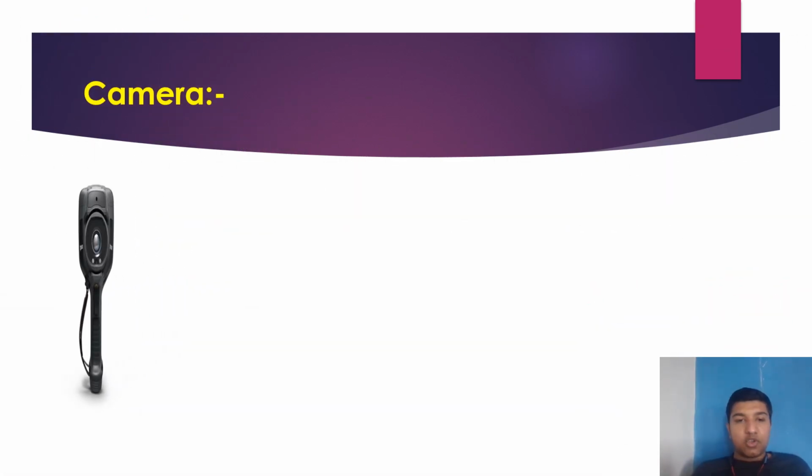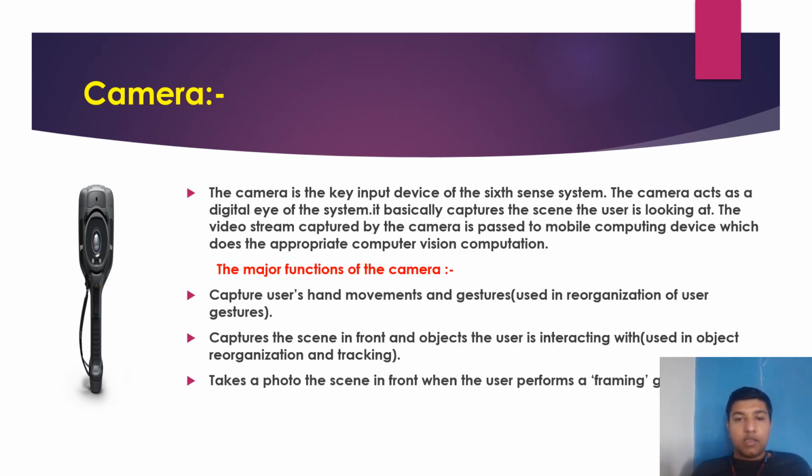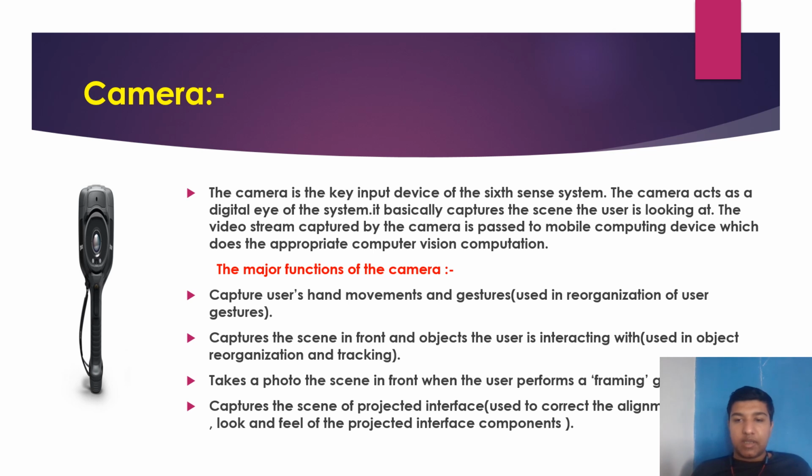Now let's see the first component of this system, which is the camera. The camera is a key input device of the sixth sense system. The camera acts as a digital eye of the system. It basically captures the scene the user is looking at. The video stream captured by the camera is passed to the mobile computing device, which does the appropriate computer vision computation.